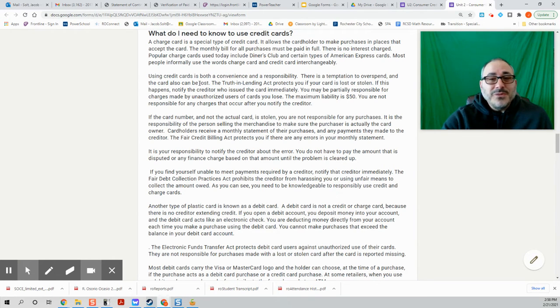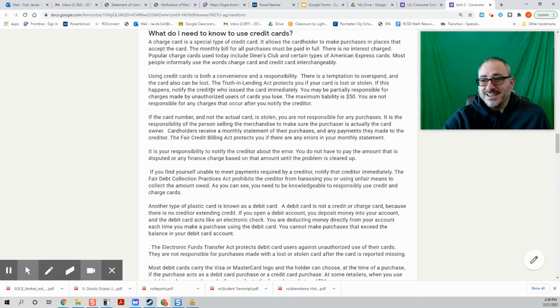Using credit cards is both a convenience and a responsibility. There is a temptation to overspend, and the card also can be lost. The Truth in Lending Act protects you if your card is lost or stolen. If this happens, notify the creditor who issued you the card immediately. You may be partially responsible for the charges made by unauthorized users of the cards you lose. The maximum liability is $50. You are not responsible for any charges that occur after you notify the creditor.